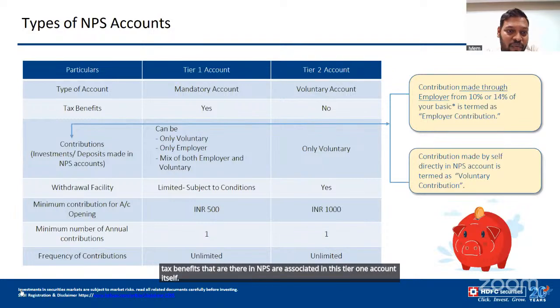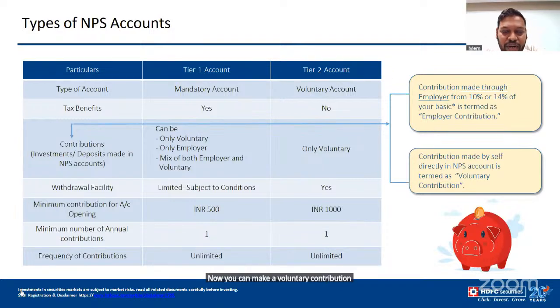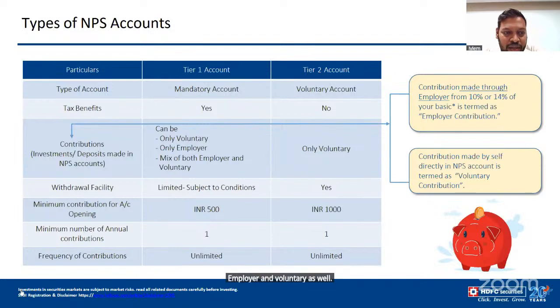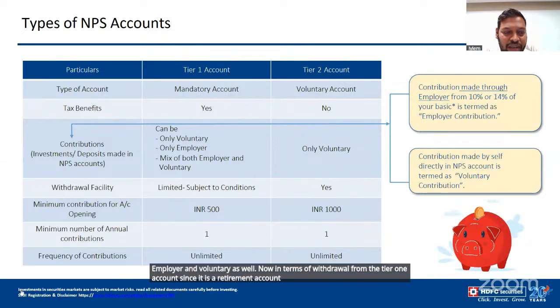Now, you can make a voluntary contribution to the tier one account. You can do only the employer component towards this tier one account. And if you're in the old tax regime, you can do a mix of both employer and voluntary as well. Now, in terms of withdrawal from the tier one account, since it is a retirement account, any withdrawals pre-retirement are limited and subject to certain conditions.